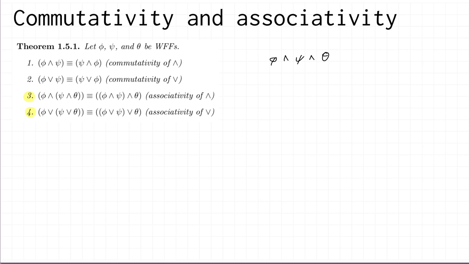And part 3 is telling you that the 2 ways to put the brackets in give you logically equivalent well-formed formulas. And that means it's actually safe to write down expressions like this and just to interpret that expression as being one of the 2 ways of putting brackets into it to make it into a well-formed formula. Okay, so part 4 then says the same thing for or. The or is associative in the same sense.